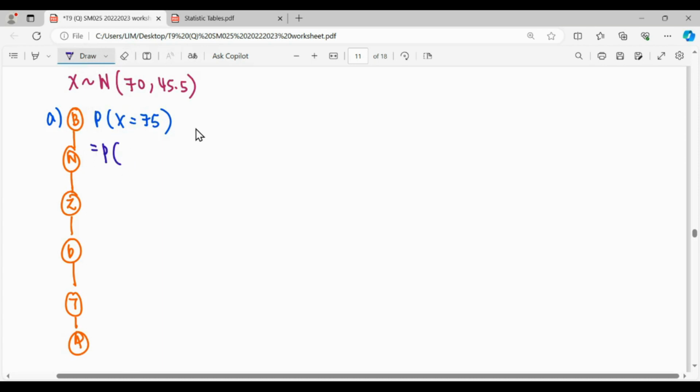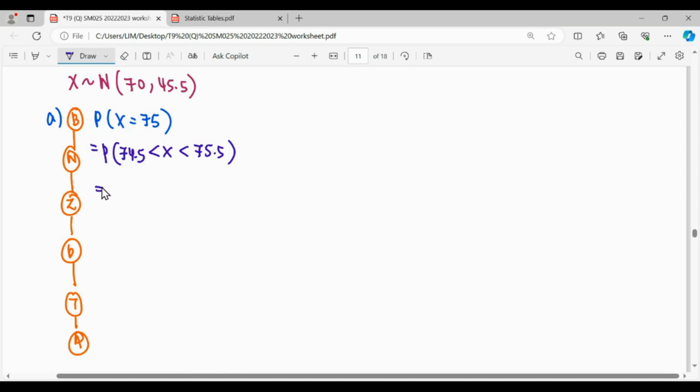For this X, we need to do continuity correction, where we plus or minus 0.5. If we have exactly 75 and we want to make it continuous, we plus and minus 0.5. So it will be X between 74.5 and 75.5. So we make it continuous. Now we reach the stage of normal distribution.